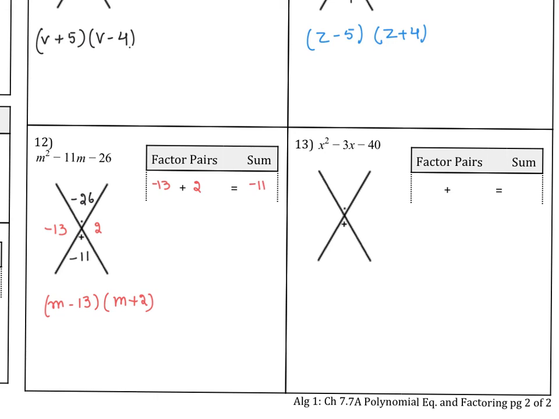Next is when you have negative 40 and negative 3. Negative 8 plus 5, when you add them, you get negative 3. When you multiply, you get negative 40. So the factors are x minus 8 times x plus 5.